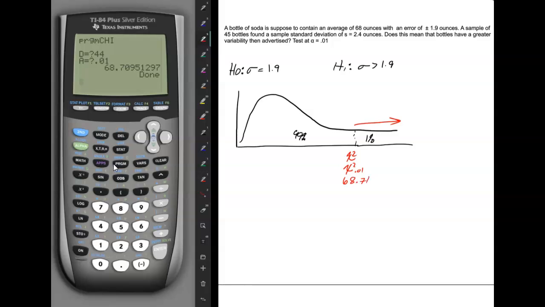So this will tell me whether we reject or not reject. And remember that to the right, the small area is always our rejection region.